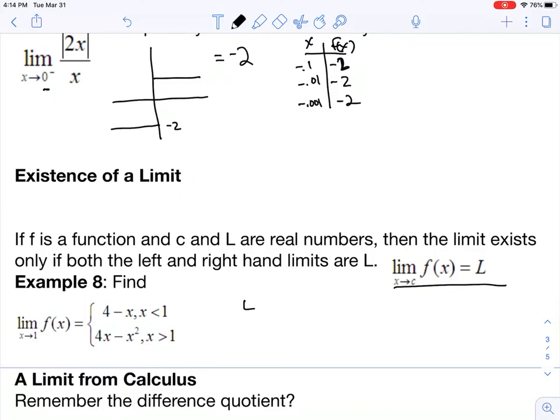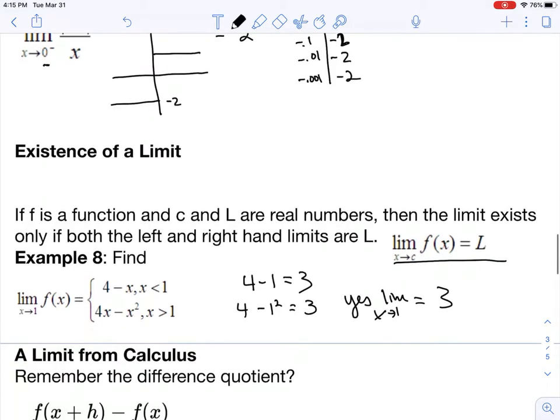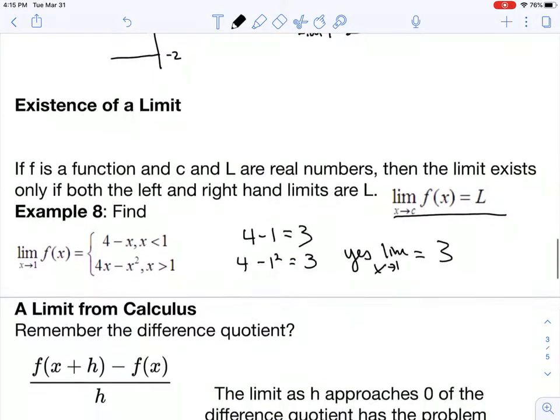You can just substitute because there's nothing stopping you from substituting. So they do agree. So yes, the limit as x approaches 1 is equal to 3. Okay? You just have to test it and see if it's going to work.